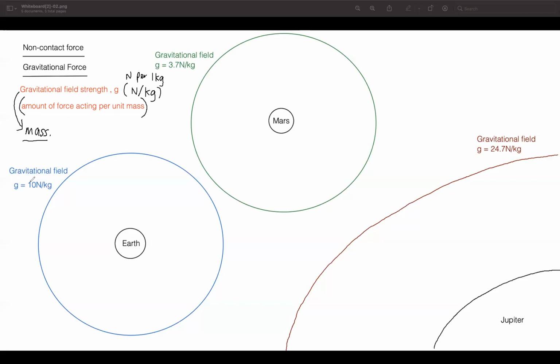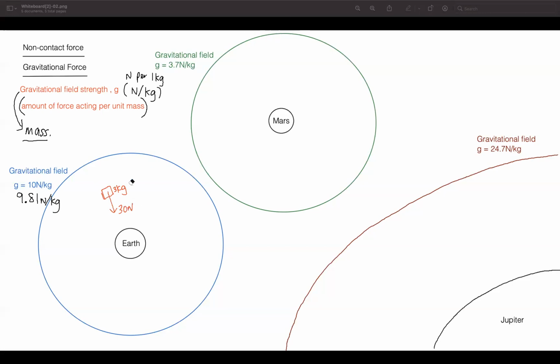Earth's gravitational field strength is measured at 10 Newton/kg. To be accurate, the actual value is 9.81 Newton/kg, but it's okay to use 10 in your calculation. Meaning that for every kg, it is pulling with 10 Newton of force. If you put a 3 kg object inside the field of Earth, how much force is acting? 1 kg is 10 Newton, so for 3 kg, you have a total of 30 Newton pulling it down.